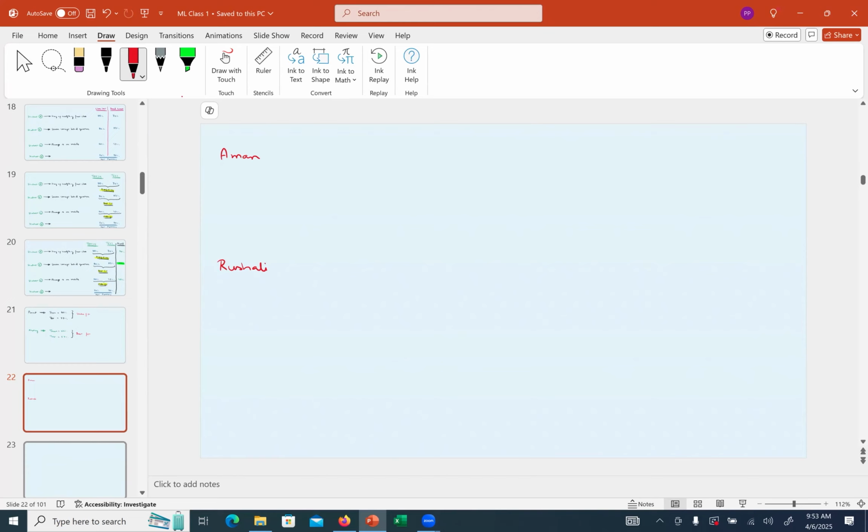Okay, these two guys are creating a model. They're working on the same data set, same problem statement. Now, Aman has created, let's say, a model, and I'm giving you his training data accuracy and test data accuracy. The training data accuracy for Aman is maybe 80% and test data accuracy for Aman is, let's say, 78%.